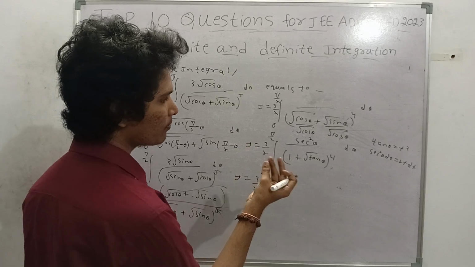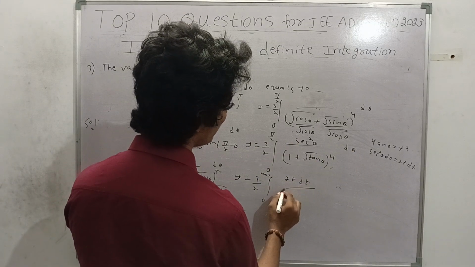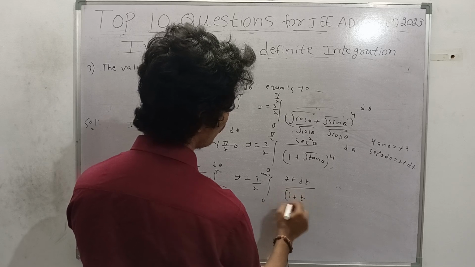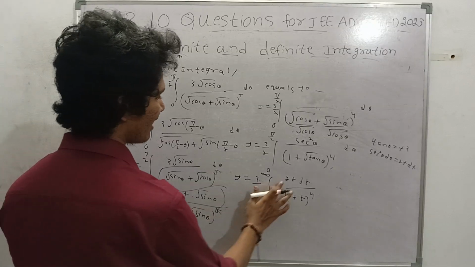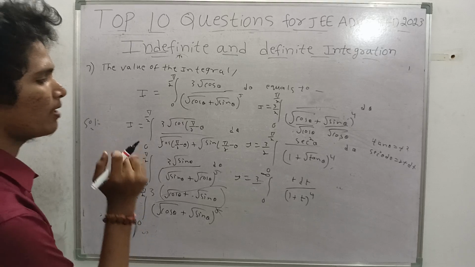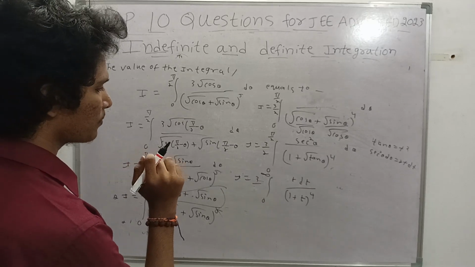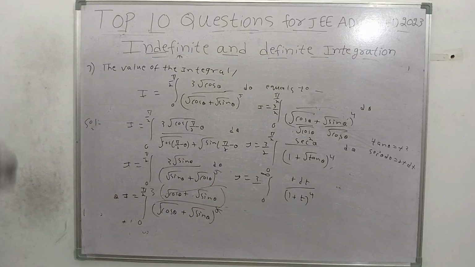Now what can I do? Now this thing is 2t dt divided by (1 plus t) whole power 4. Yes. And I can cancel these two things. Now we have to think what we can do. I can rub this part.